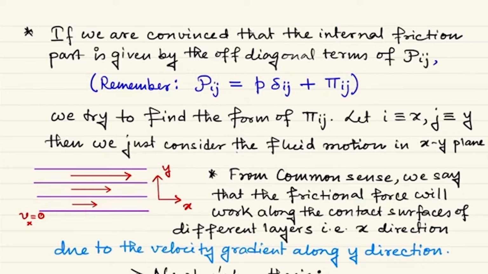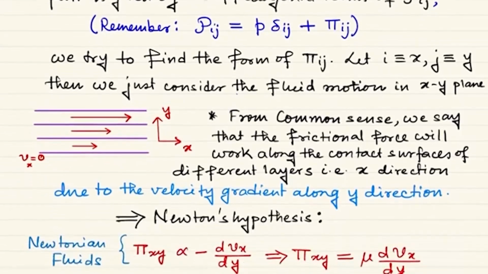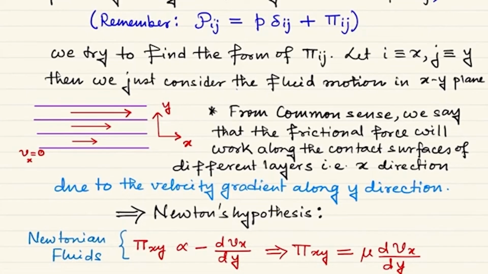Okay, static floor, and then it starts, the velocity increases gradually, and you can see that different sizes of the arrows simply show that the velocities are increasing when one goes away from this floor. Okay, now of course from common sense we say that the frictional force will work along the contact surface of different layers. Okay, and that is what frictional force is.